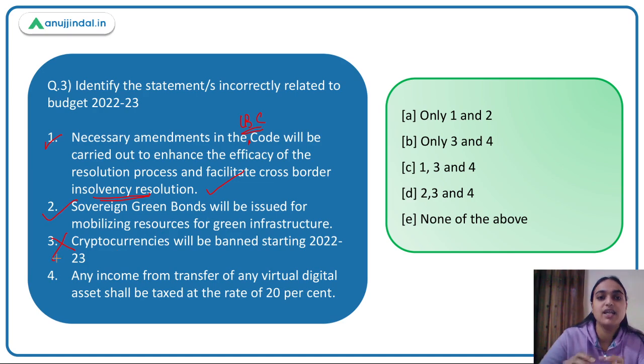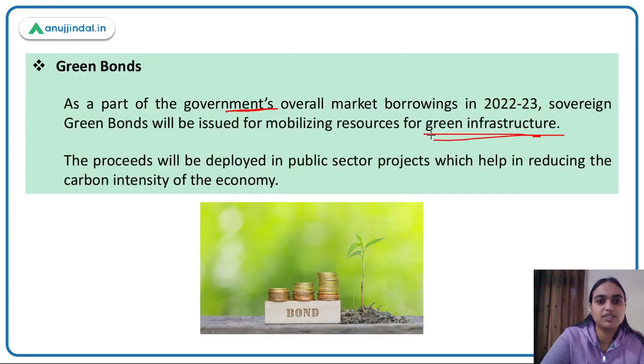Cryptocurrencies will be banned in 2022-2023. This is not correct. It was not said that cryptocurrency will be banned. It was said that CBDC will be introduced. Any income from transfer of virtual assets will be taxed at 20%? No, 30%. So the third and fourth are incorrect. Answer is option B. Coming to the last question now.